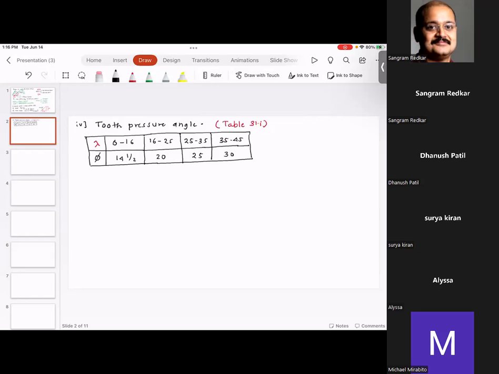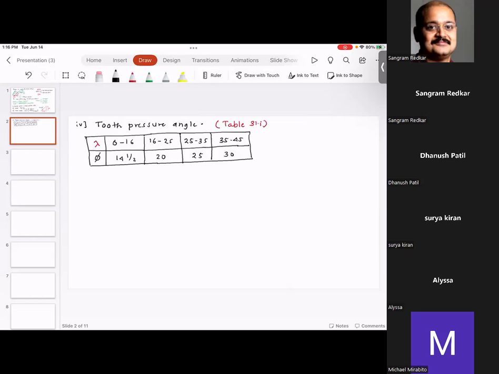So 0 to 16 is the lead angle. If your lead angle varies between 0 degrees to 16 degrees, the typical pressure angle is 14.5. As the lead goes on increasing, the pressure angle goes on increasing.